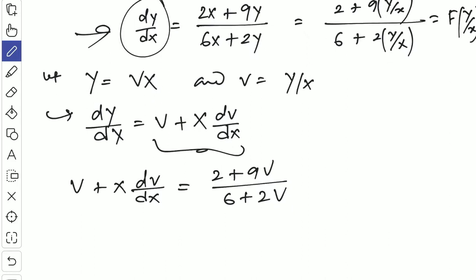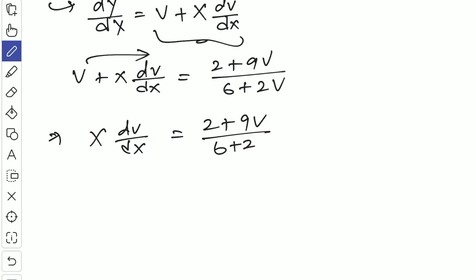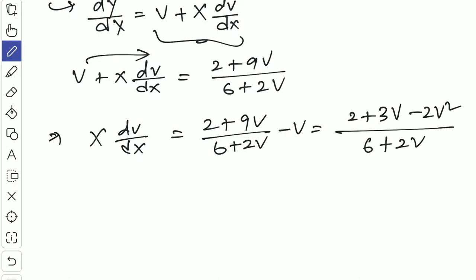If you apply the variable separable method, before that let us shift this V to the other side, and if you simplify that, X dV/dX = (2 + 9V)/(6 + 2V) − V, and if you simplify that, then what you will get is (2 + 3V − 2V²)/(6 + 2V). So I have written it directly. I hope you can do the simplification part by yourself. It's very simple, not so hard.